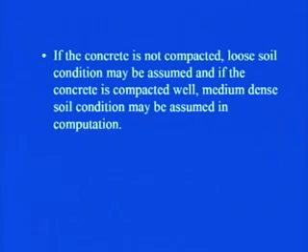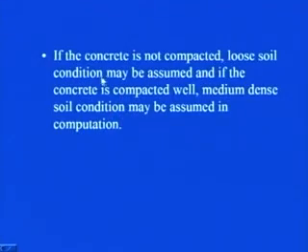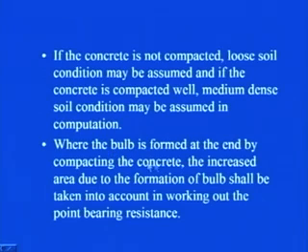If the concrete is not compacted, loose soil condition may be assumed, and if the concrete is compacted well, medium to dense soil condition may be assumed in the computation. See, when you will be picking the value of say delta or N or K, you will require the type or condition of the soil. So, if the concrete is not compacted, you have to assume loose soil condition, and in case the concrete is compacted well, you can assume medium dense soil condition and then choose appropriate parameters.